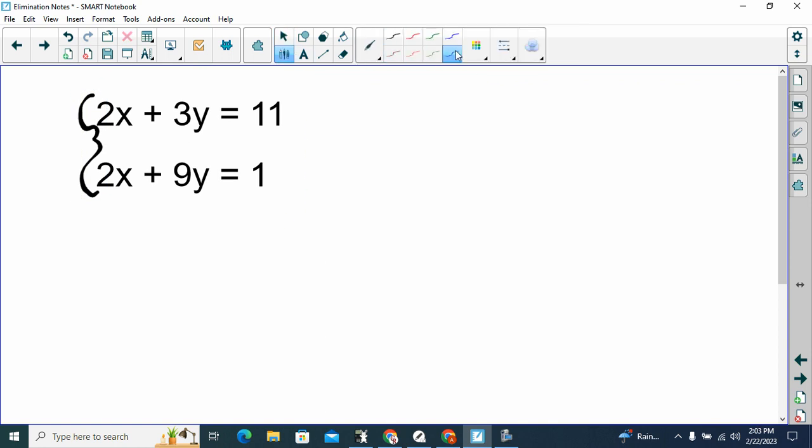Remember, we want to add the equations together. 2x plus 2x does not cancel out. Technically, you are allowed to subtract the equations. I think it's easiest if we always add. So I am always going to add here. 2x plus 2x does not cancel. 3y plus 9y does not cancel.